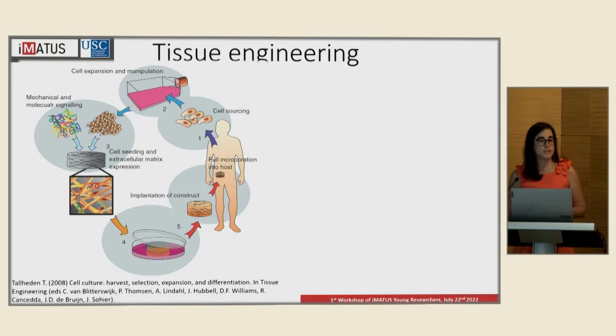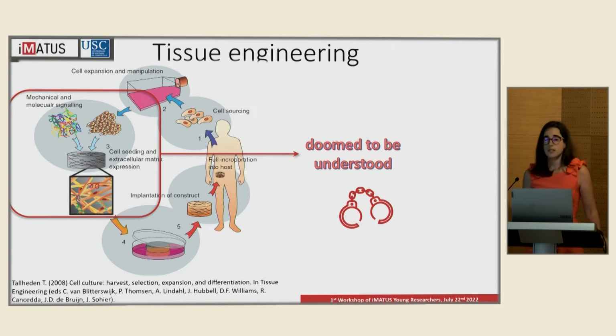That's important because of tissue engineering, the basis of which is shown in the figure. Basically, we have a tissue that is damaged and needs to be replaced. The idea of tissue engineering is to take the cells from the patient, from the patient's own body, seed them, culture them, expand them. At some point, find the ideal biomaterial to seed them on and grow them. And once they are grown and we have the tissue, we go back to the patient once the tissue is complete. So this means that biomaterials and cells are doomed to be understood.